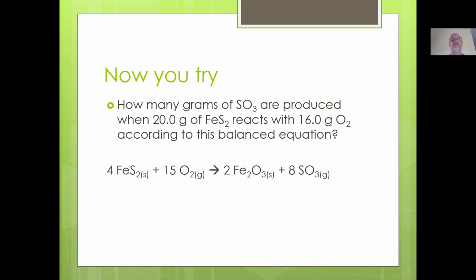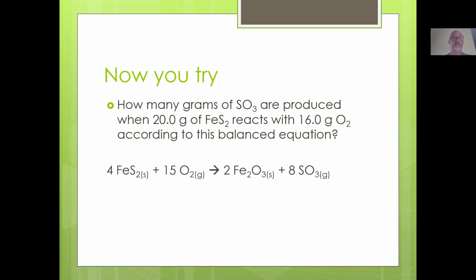So here's one for you to try. Get out your pencil, your paper, your calculator, your fingers, your toes, whatever you need to do your math. Here's an example. 20 grams of silver sulfide and 16 grams of oxygen. It's going to react. There's your chemical equation. Lovely ratios, right? 4 to 15 to 2 to 8. So you can't just eyeball this one. You've got to do math. Give this a try. Pause the video. Figure out which thing's the limiting reagent and how much sulfur trioxide you should get out of this.